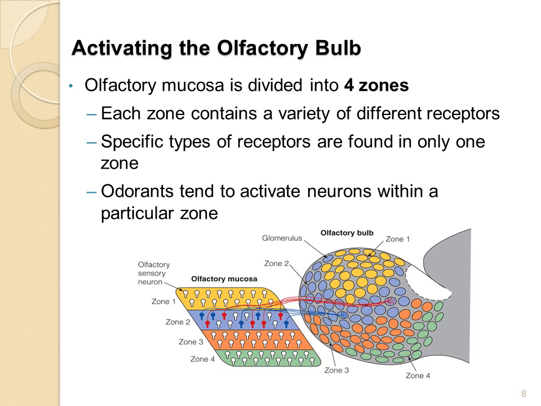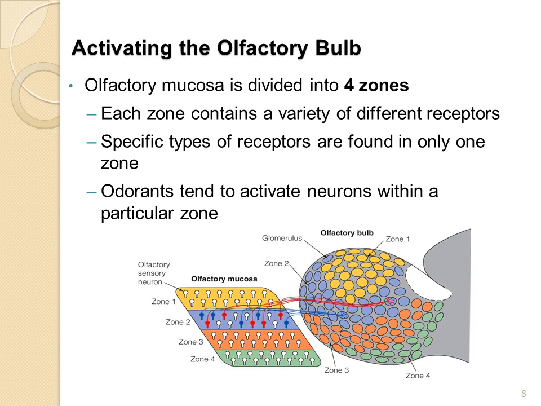You can see a different color for each of these zones. Each zone has a different color from the other zones and has olfactory sensory neurons. These olfactory sensory neurons are found in only one zone, shown with a different color. So odorants tend to activate neurons within a particular zone.